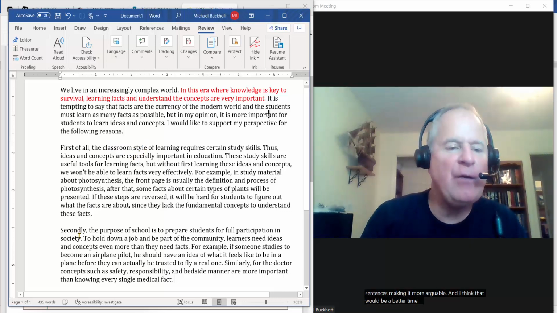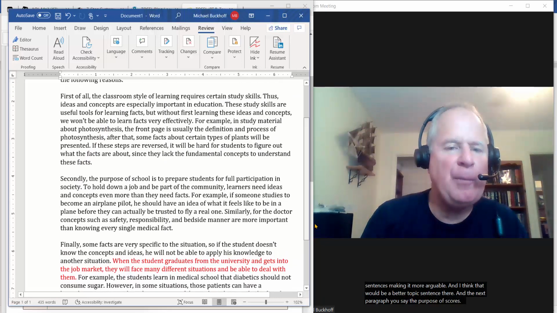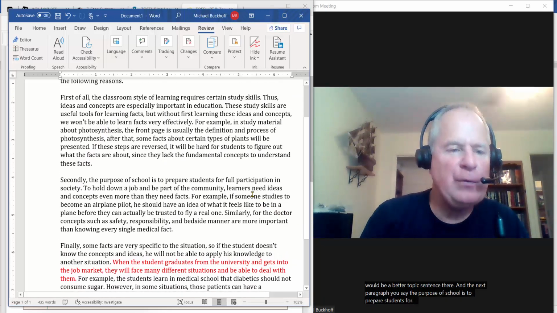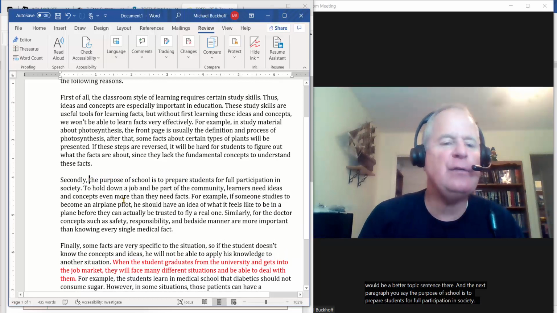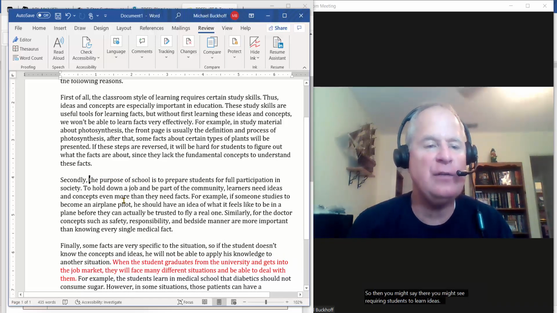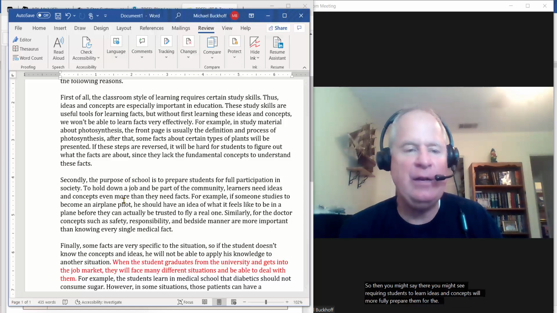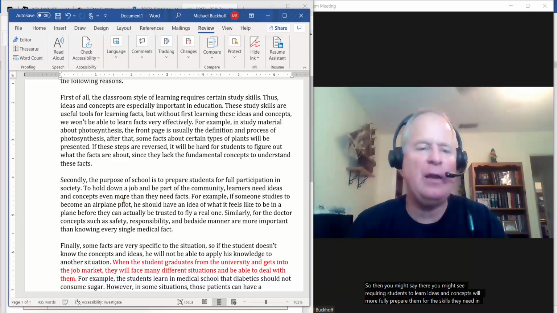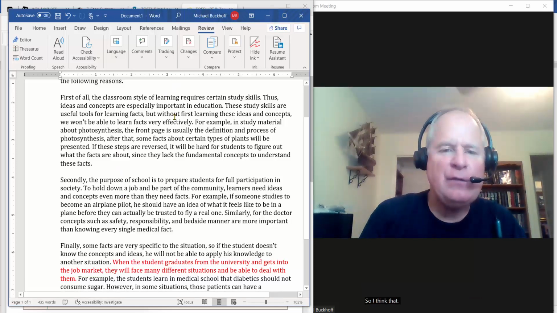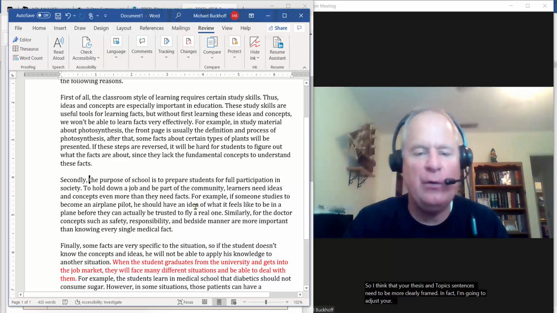In the next paragraph, you say the purpose of school is to prepare students for full participation in society. So then you might say there, requiring students to learn ideas and concepts will more fully prepare them for the skills they need in society, you might say. So I think that your thesis and topic sentences need to be more clearly framed. In fact, I'm going to adjust your score down a little bit.